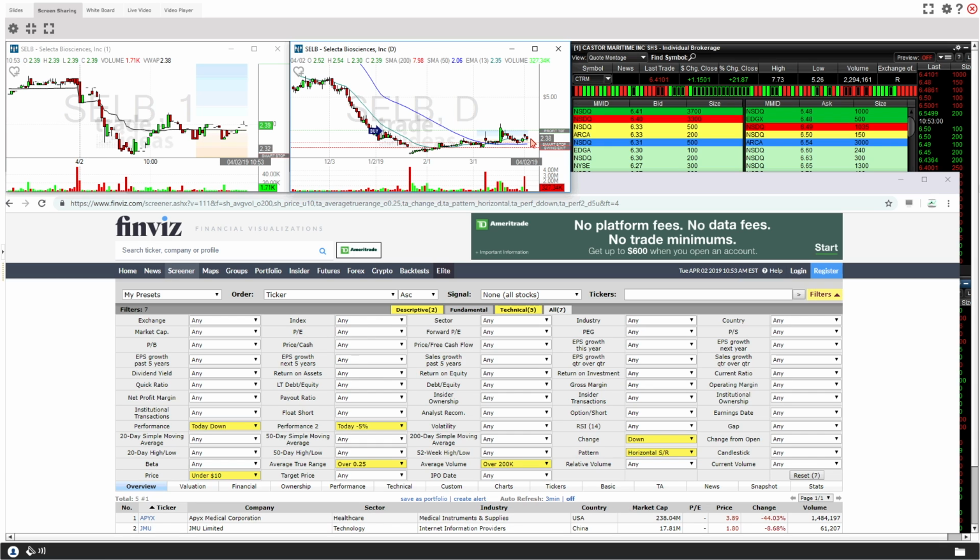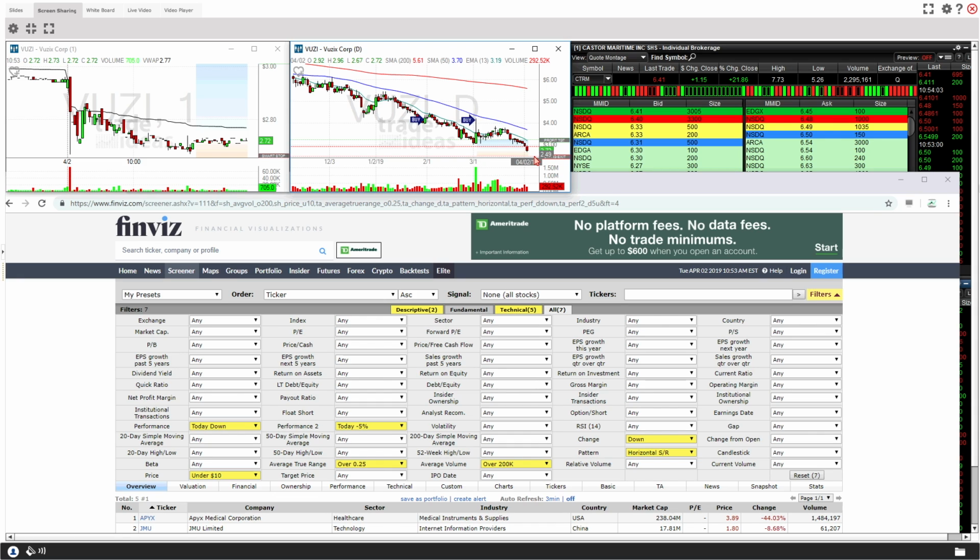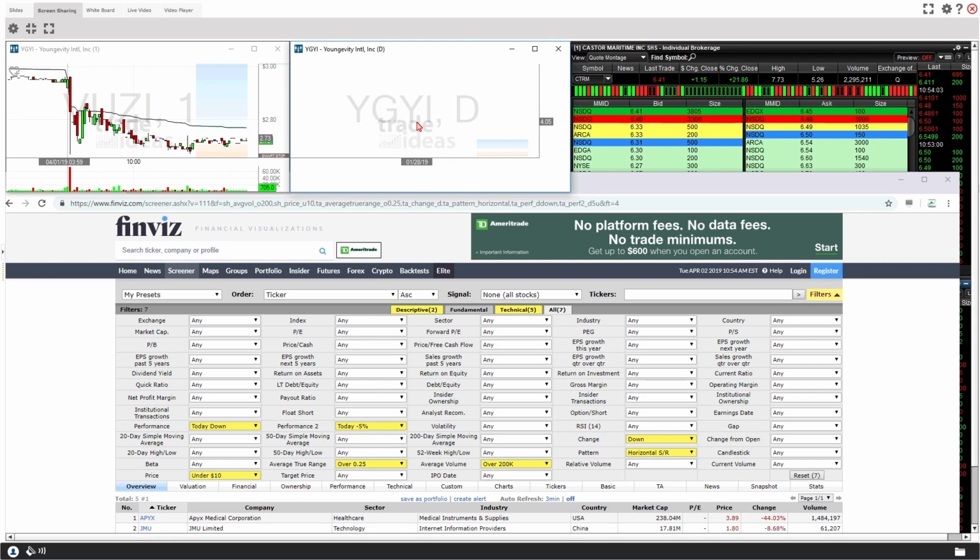SELB, definitely a possible bounce play right off the 13 EMA, 2 red days in a row. VUZI. VUZI, this one is all the way oversold, bottom right-hand corner. We could be seeing a bounce coming on up. This looks like a brand new 52-week low as well.